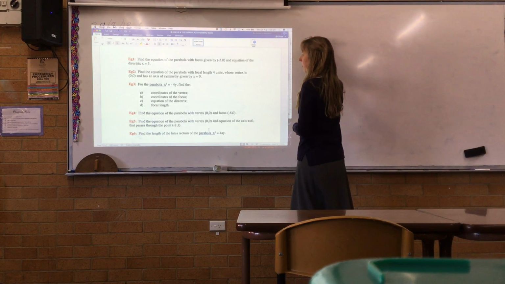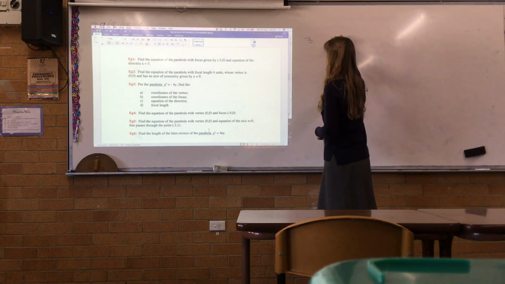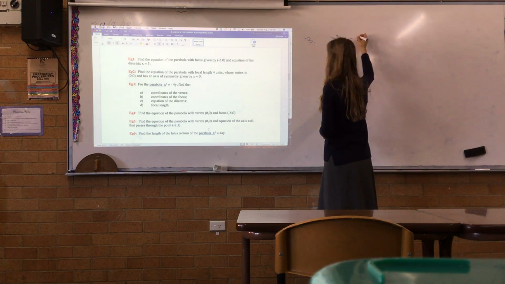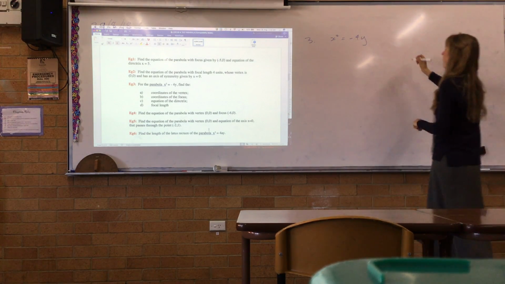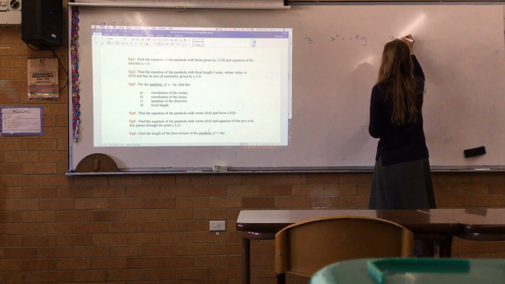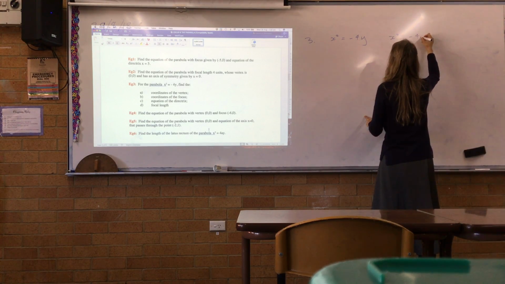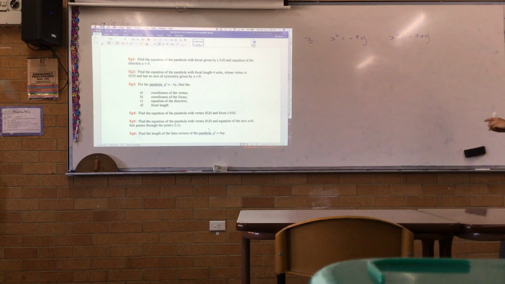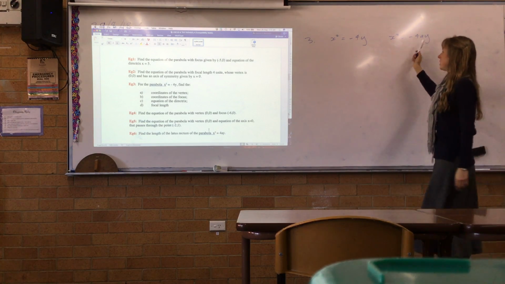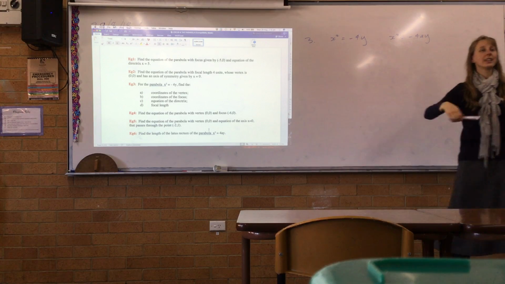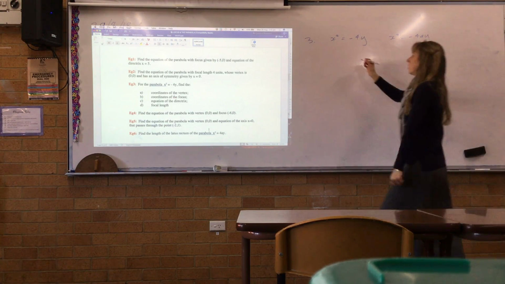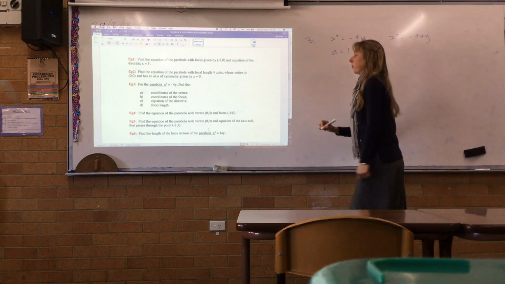Example 3. So we've got the parabola is x squared equals negative 4y. Let's just compare this. These look very similar to our general form, x squared equals negative 4ay. So have a guess what a might be? 1. It has to be 1, because this is the general form. We're told the equation is this, so hence a has to be 1. So we know that A equals 1.